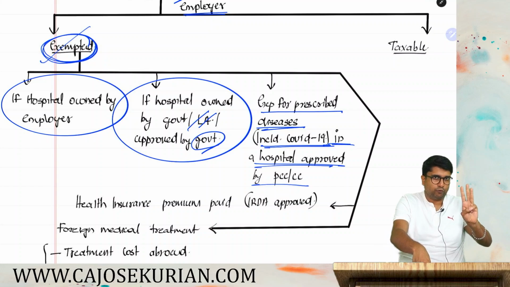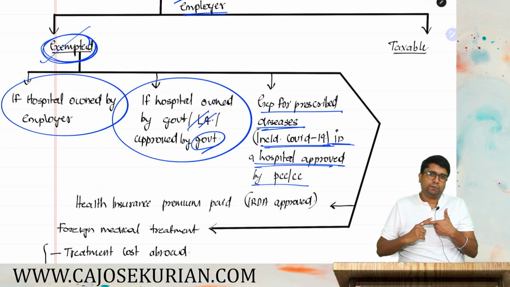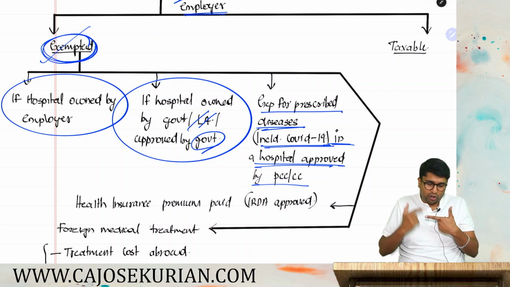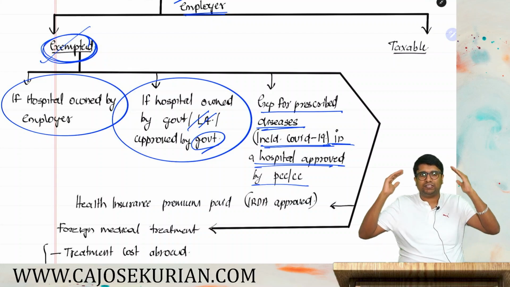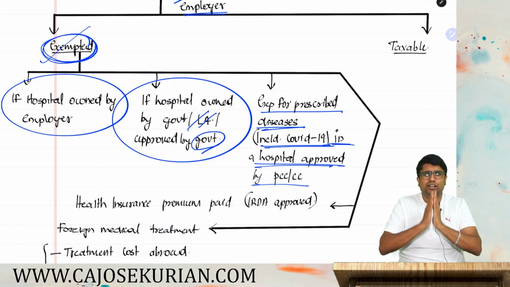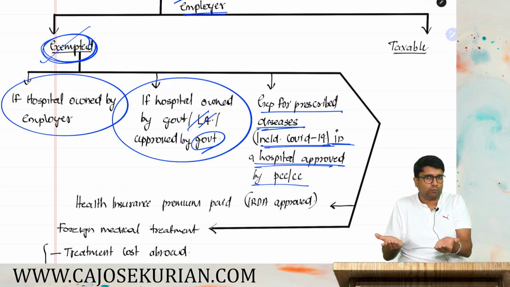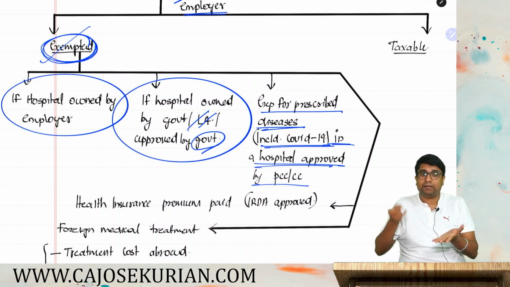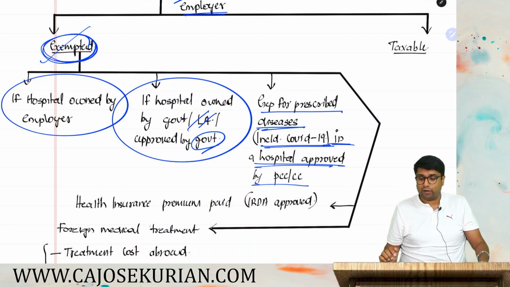So, three things: full exemption in a hospital owned by the employer. Number two, in a hospital owned by the government, local authority or approved by the government. Number three, for prescribed diseases in a hospital which is approved by the income tax department. In all these three cases, full medical expenditure reimbursed or incurred by the employer shall be fully exempted, provided the medical treatment is for the employee or for a member of his household.